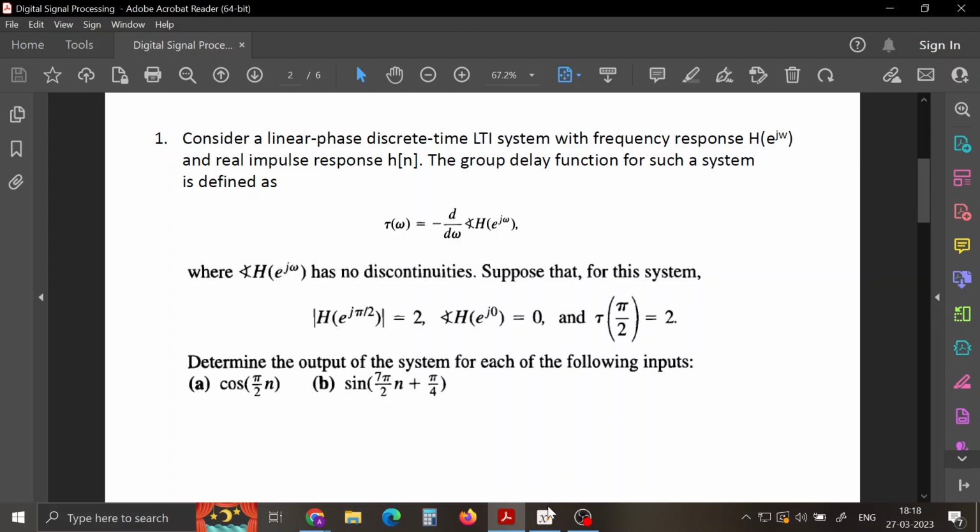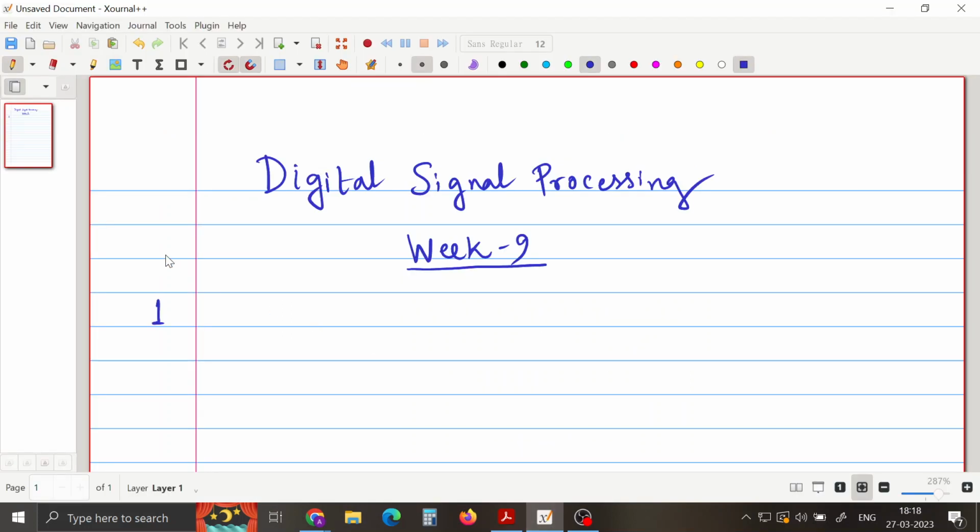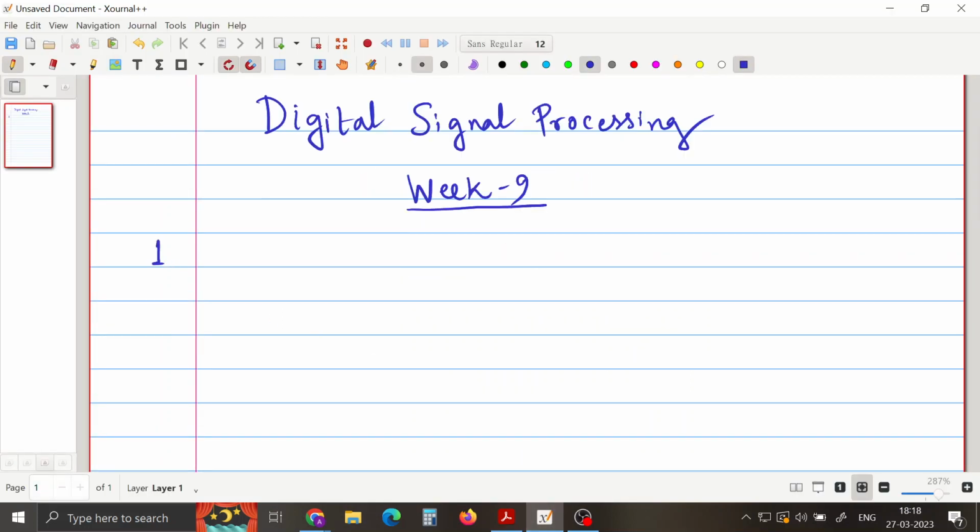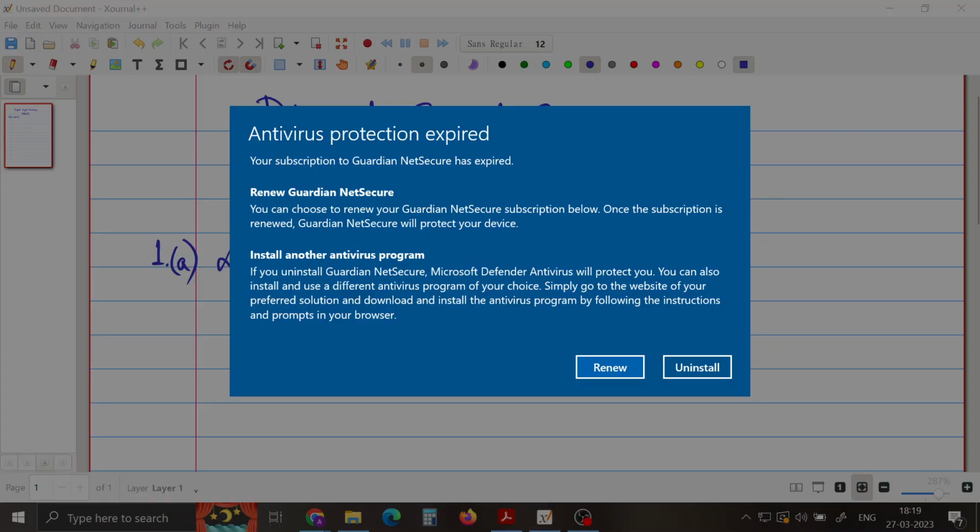So I will just write it down. Alright, so we're looking at the first part. It's a linear phase. Just a second.